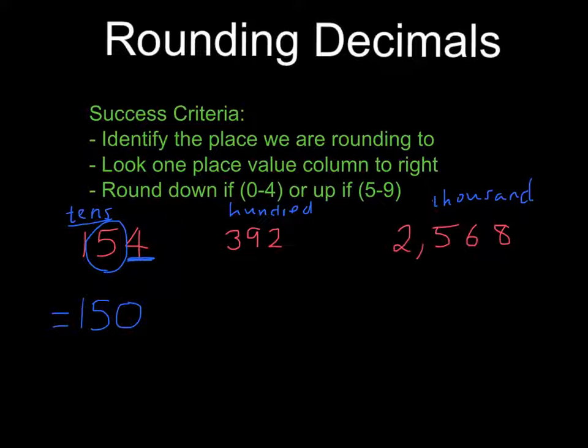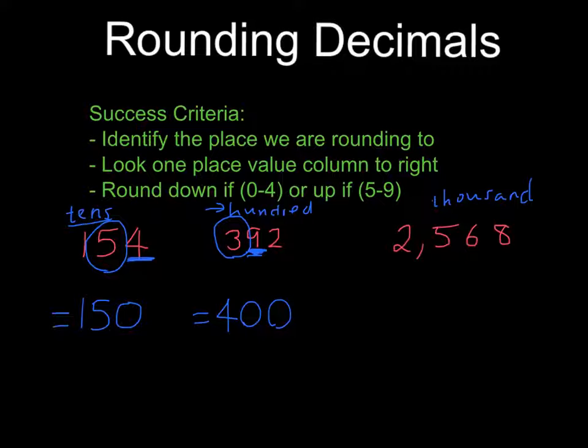Let's have a look at the second example. We want to round to the nearest 100. So what number is in the hundreds column? I'll circle it. 300. Let's look one place value column to the right, and we find a 9. Because it is a 5 to 9, or a number 5 or above, we need to round it up. So therefore, the nearest 100 to 392 is 400. So you can see I've rounded that up to its nearest 100. Down to its nearest 100 would be 300, but you can see it is not that because it is a 9 here. So it's far closer to 400 than it is to 300.